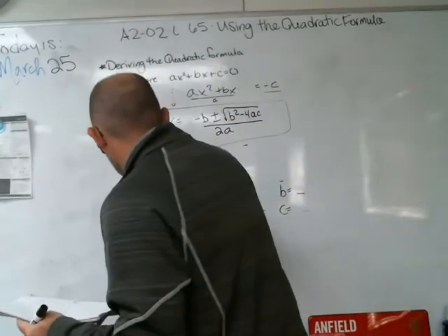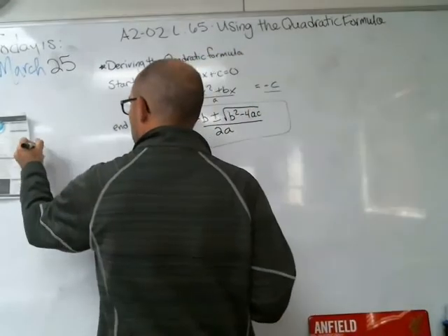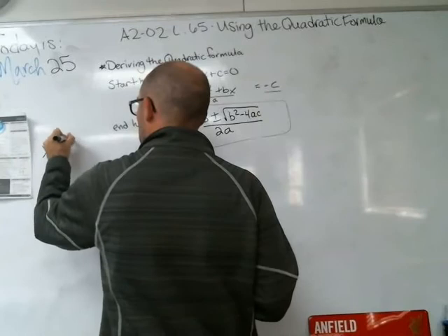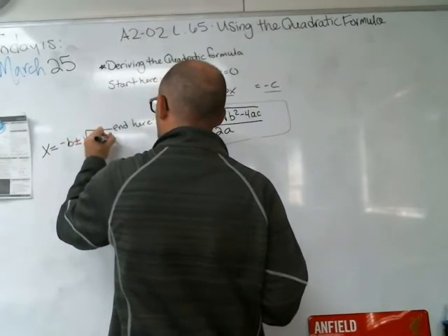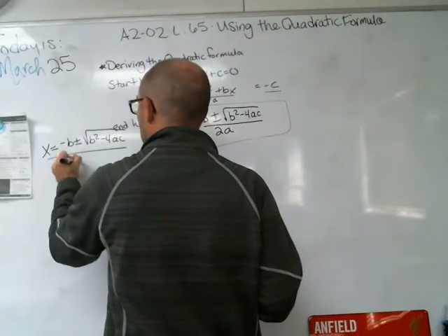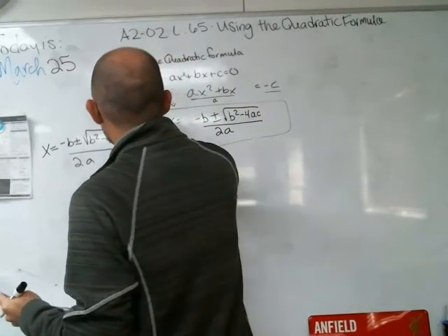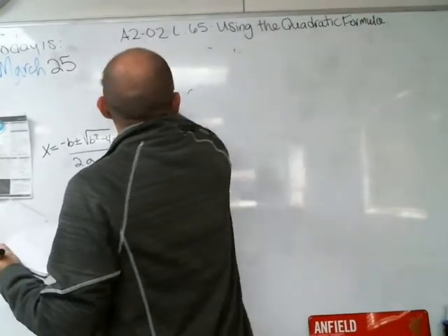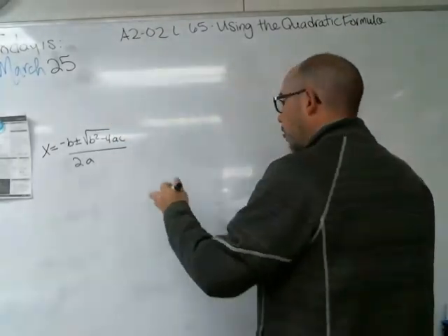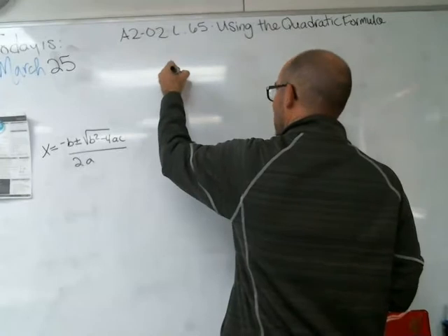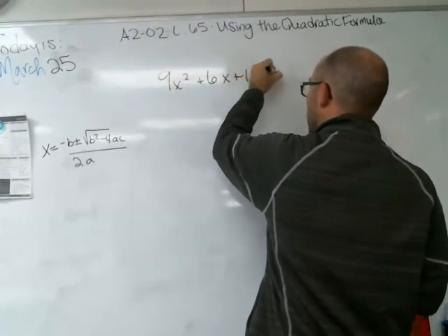All right. I'm going to write this off to the side so that we have it on the screen. x equals negative b plus or minus the square root of b squared minus 4ac, all over 2a. Alrighty then. So here's my first one. 9x squared plus 6x plus 1 equals 0.